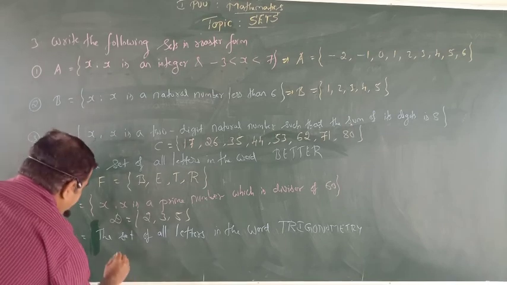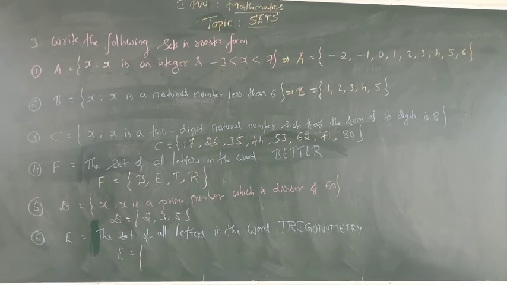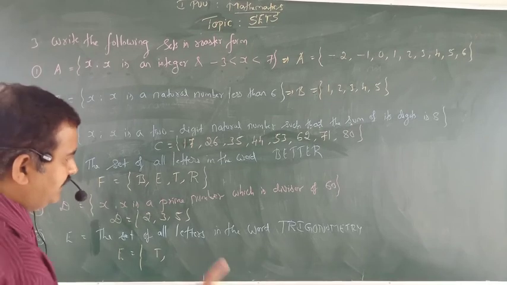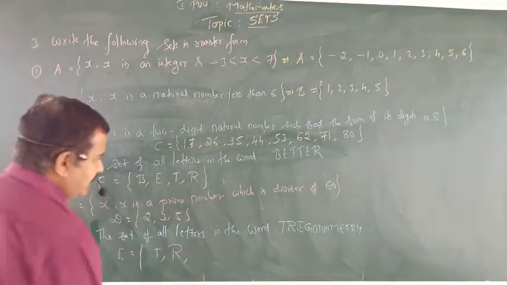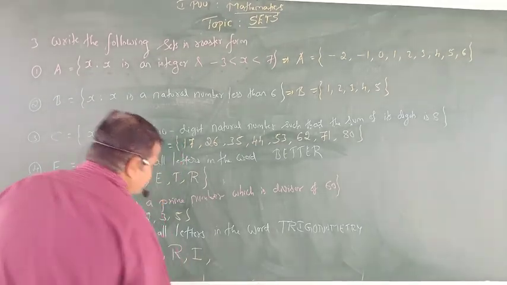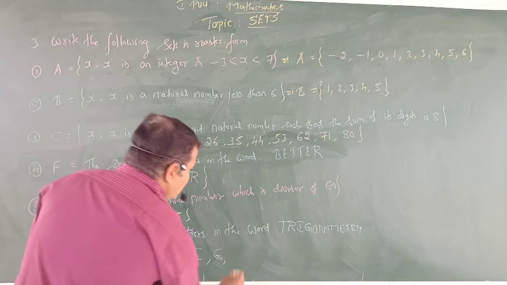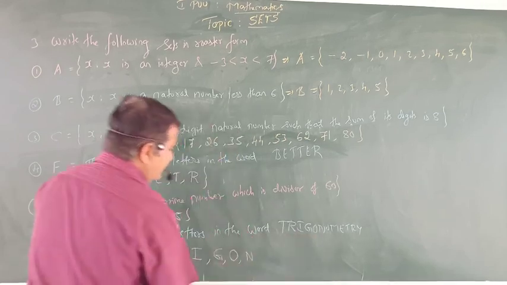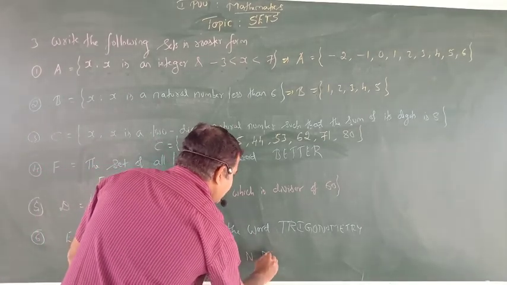You can go for the next one. Set E equals the letters of the word TRIGONOMETRY. I can have T. T is repeated twice, write only once. I can write R only once. I can write I also. I can write G, I can write O. You can write N, but O is repeated twice, so write only once. Again M I can write.